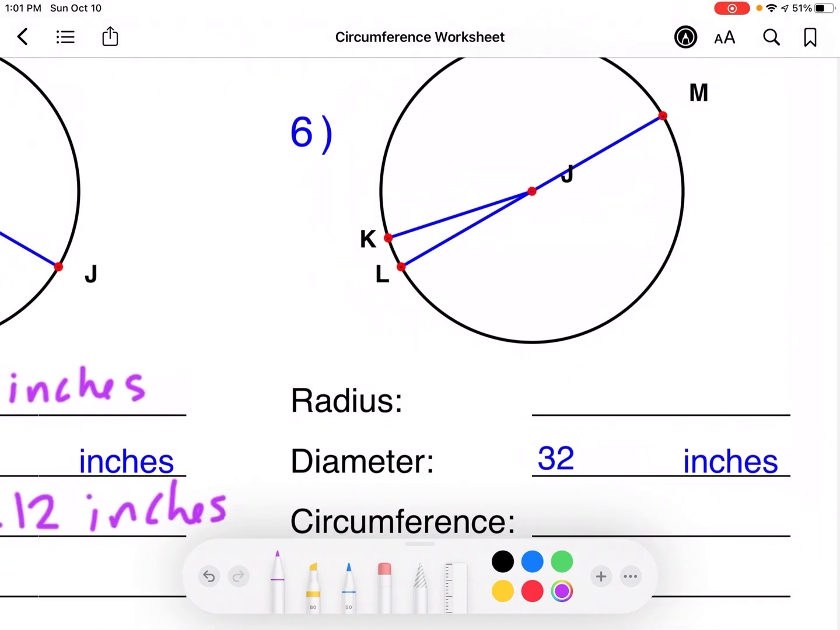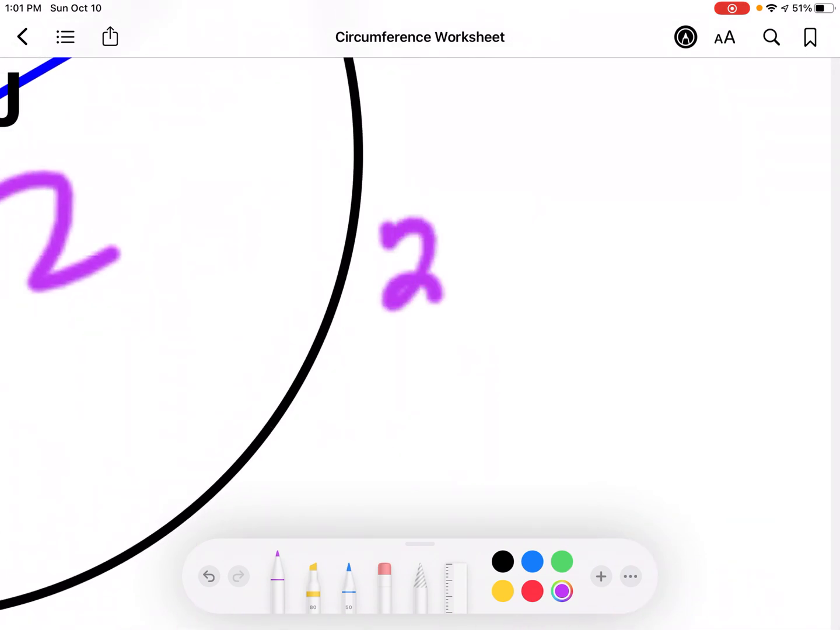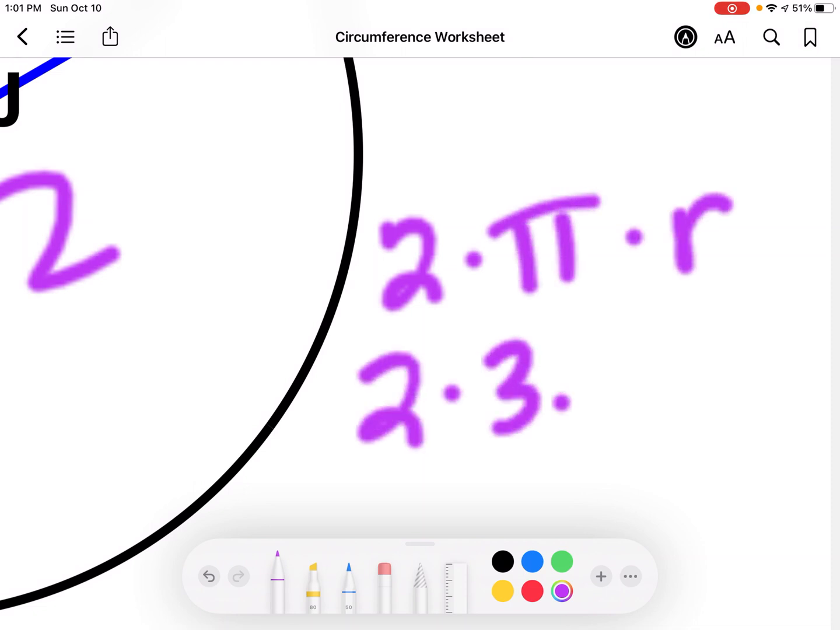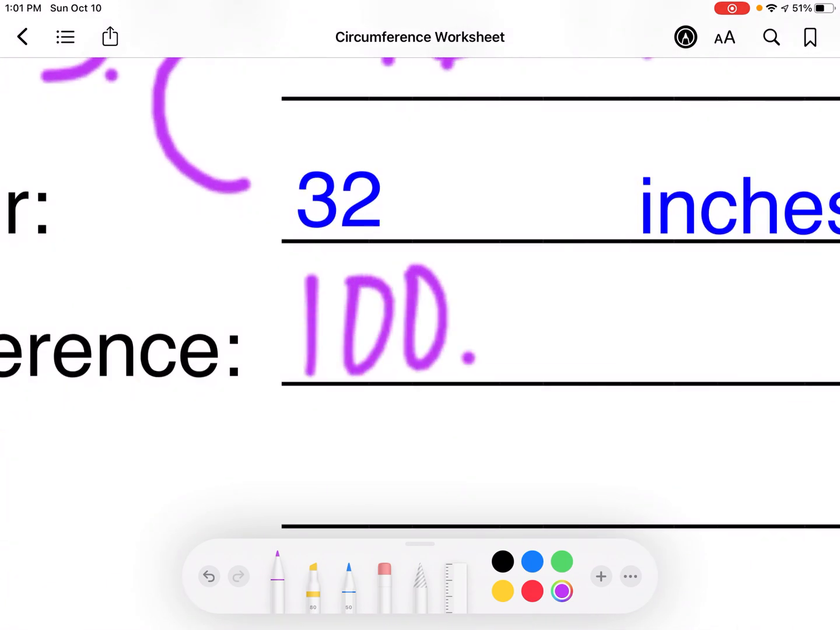For the next one, they say the diameter is 32. So to get the radius, I'm going to have to divide by 2. So 32 divided by 2 is 16. So I'm going to go ahead and do 2 times pi times the radius. So 2 times 3.14 times 16. And I get 100.48 inches.